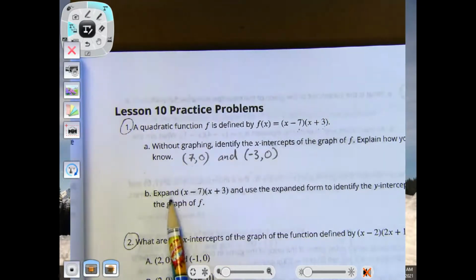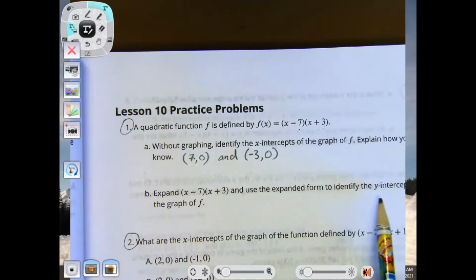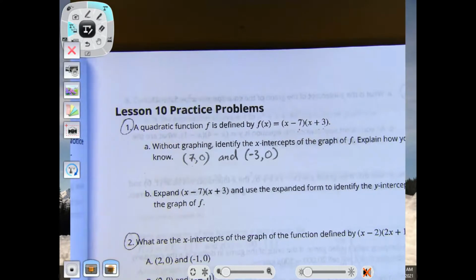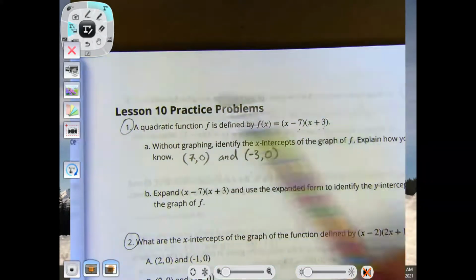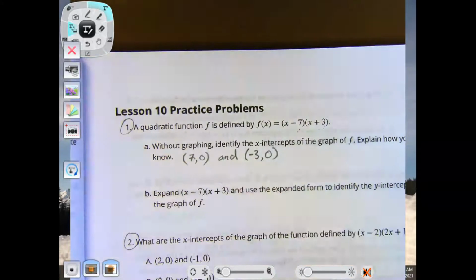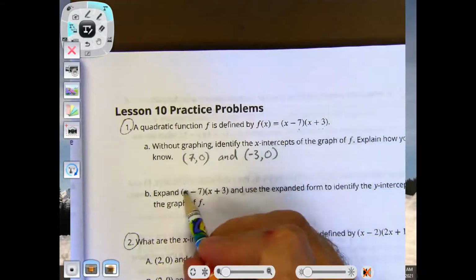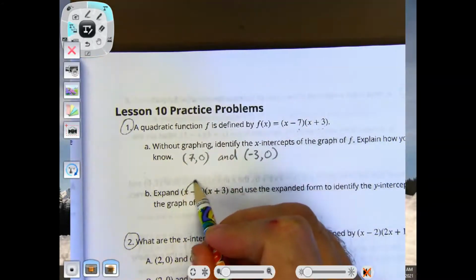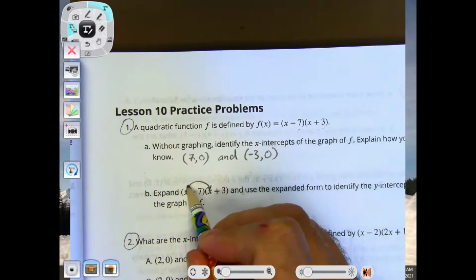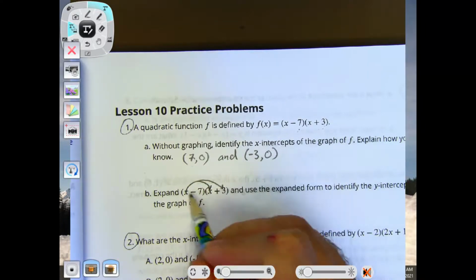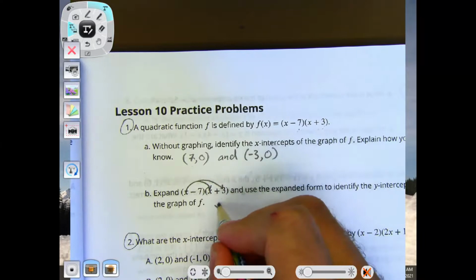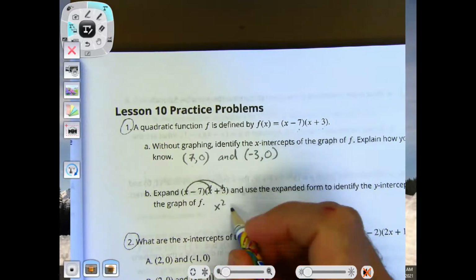Expand this expression and use the expanded form to identify the y-intercept of the graph. So the first thing I have to do is expand this, right? We use the distributive property to do this, but I like to call this the rainbow method, just like my pencil. It's a happy birthday rainbow colored pencil. I'm going to take this first one and draw a rainbow arc to the first term over here and to the second term in parentheses over here. So x times x is x squared. x times 3 is 3x.